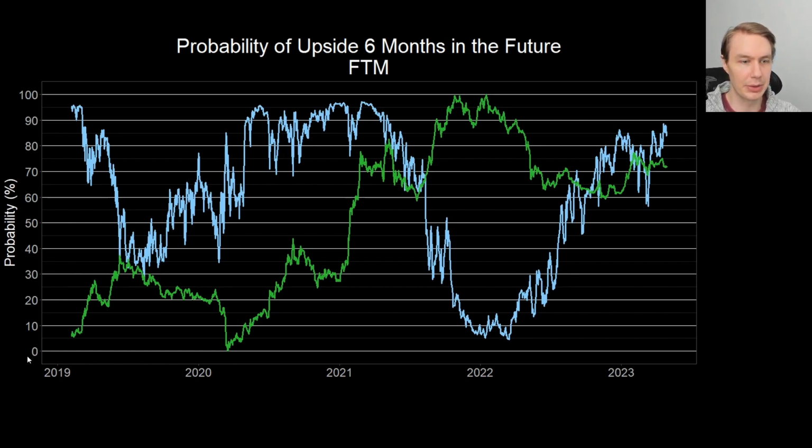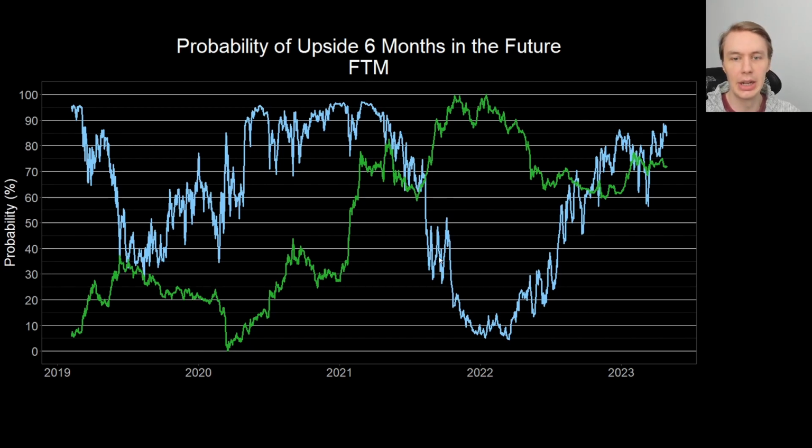So it goes all the way, of course, from 0 to 100. And as you can see throughout history, this model does a fantastic job of identifying these points where being bullish on Fantom, it's giving Fantom a very high probability of upside 6 months in the future. And sure enough, that marks this big bull run all the way here from 2020 all the way up into late 2021.